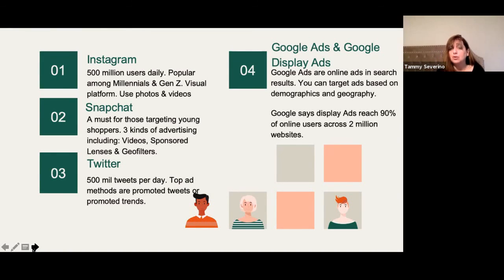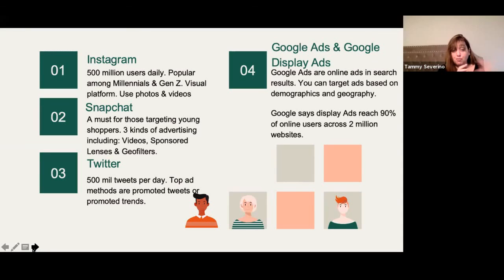And then, of course, there's Google Ads and Google Display Ads. Google Ads are online ads that come up, as we discussed earlier, in the search results. And you can target based on geography, but also on demography. So again, if you are looking for parents of preschool-age children, if you're looking for owners of pets, if you're looking for people who love travel. There are all different kinds of things, whether people are buying a product or buying a service, that you can carve out, as well as by geography.